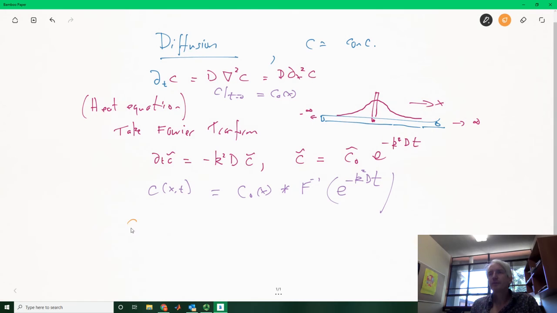Convolution of f star g is the integral from minus infinity to infinity of f of x minus x prime, g of x prime, dx prime. Okay, and you can swap this around. It doesn't make any difference. Okay, so that's going to give us here c of x comma t is equal to.